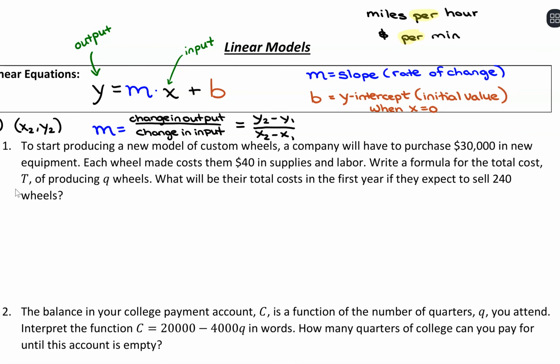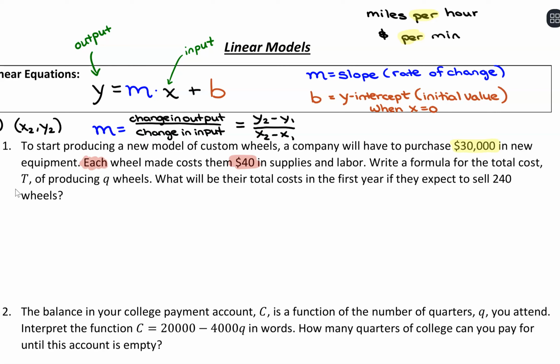To start producing a new model of custom wheels, a company will have to purchase $30,000 in new equipment. And I'm just going to highlight that $30,000. Each wheel made costs them $40 in supplies and labor. And something I want to highlight there is that they said the word each. So each wheel costs them $40. So write a formula for the total cost T of producing Q wheels. And then we're going to calculate what will be their total cost in the first year. Let's save that question until after we form our actual linear model here.